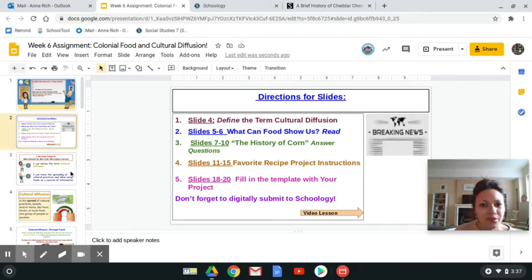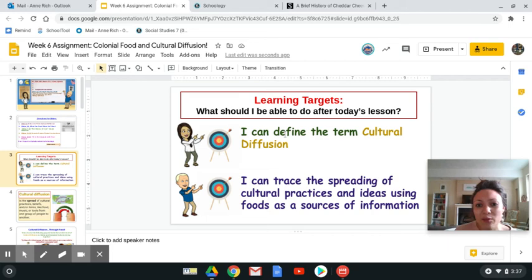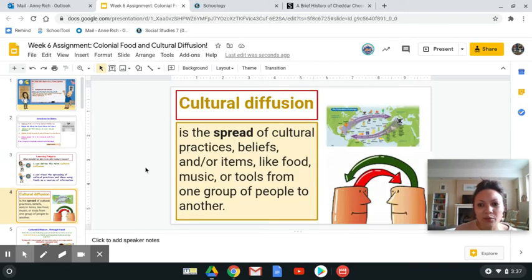So let's continue. In this lesson, you guys are going to be able to define the term cultural diffusion. You're going to be able to trace the spreading of certain beliefs, practices, and ideas using different foods as sources of information. Let's start by defining the term cultural diffusion. This should be familiar to you guys now that you've learned about the Columbian Exchange. Cultural diffusion is the spread of cultural practices, beliefs, and things like food or music or tools or clothes that are going to spread from one group of people to another.